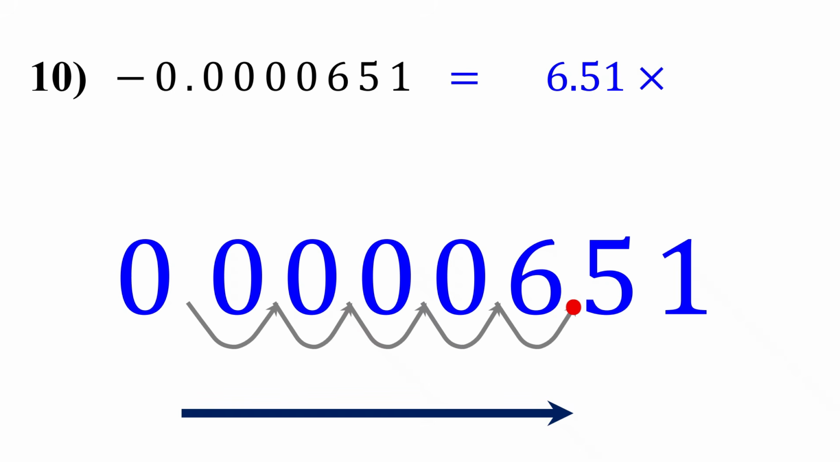Next, write the power of 10. The decimal point moved 5 places to the right. So the exponent is negative 5. Now put the negative sign back. So we write it as negative 6.51 times 10 to the negative 5th power. And there you have it.